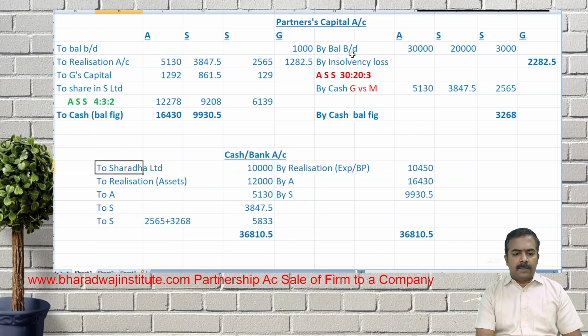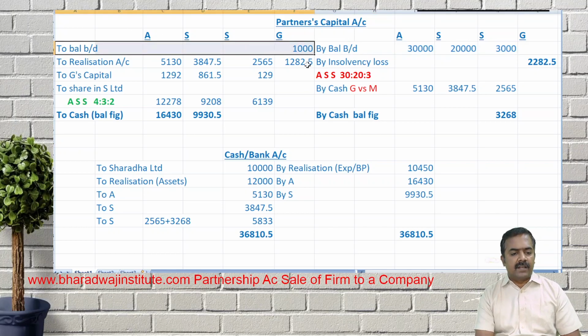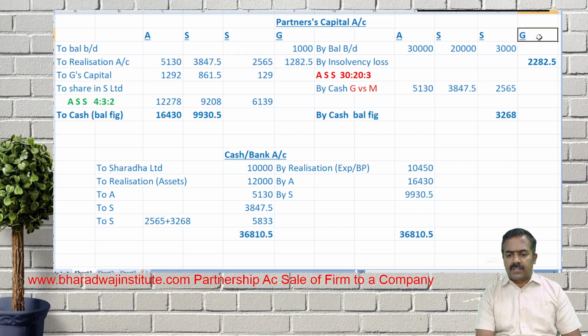So in the partner's capital, we record capital balances. Last partner is having a debit balance. Then realization loss is transferred. G is not having any private assets, so he became insolvent. So that insolvency loss is borne by what? The remaining solvent partners in which ratio? Capital ratio. That insolvency loss is borne.